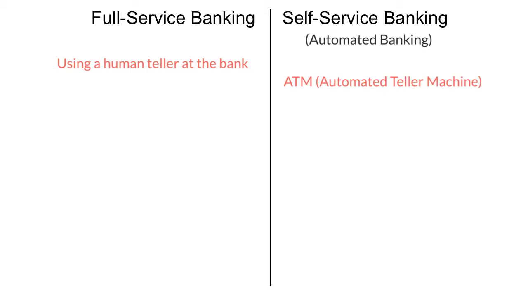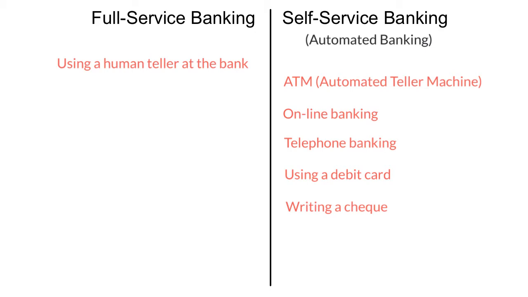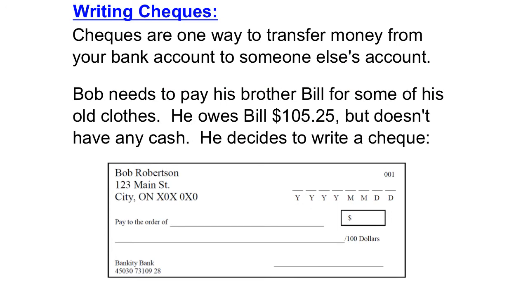It's when you're using an ATM, automated teller machine. If you're doing online banking, telephone banking, using your debit card, or even writing a check, those are all self-service banking. You're doing it yourself. Speaking of writing checks, checks are one way to transfer money from your bank account to someone else's account.